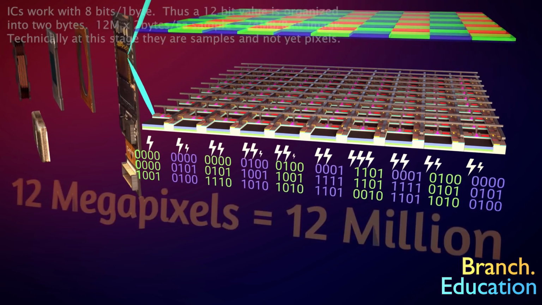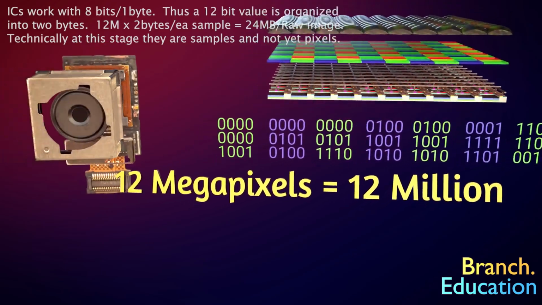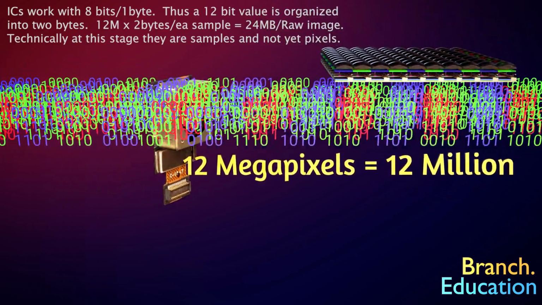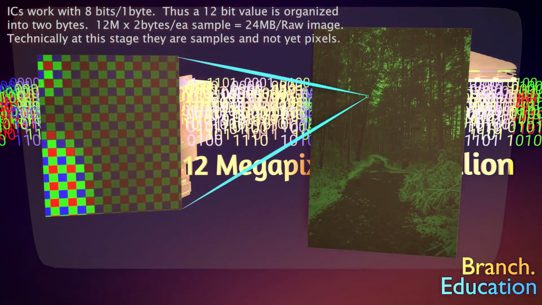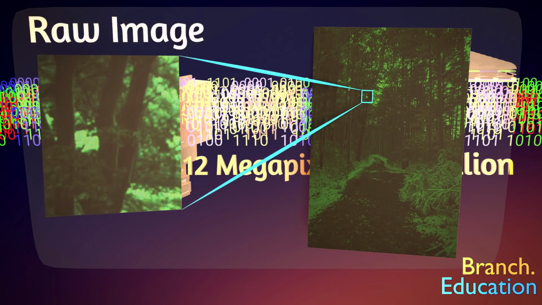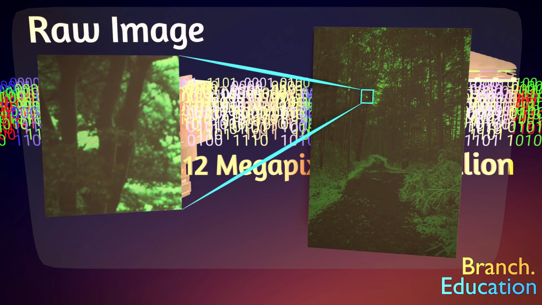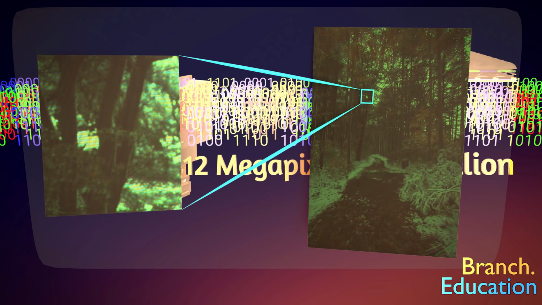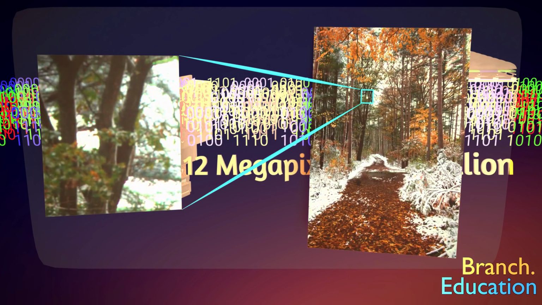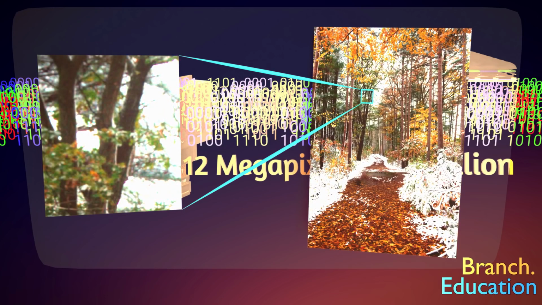A 12-megapixel camera's image has 12 million of these 12-bit binary values. Note that each pixel is either red or green or blue, and thus the overall image is considered raw and still has to undergo a number of image processing steps to turn it from a raw image into a recognizable picture, where the pixels each have a red and green and blue value.